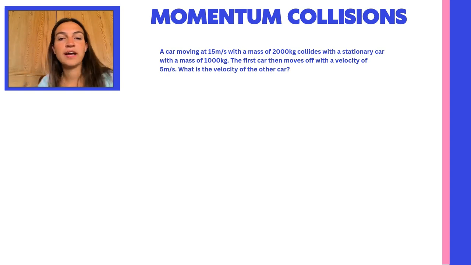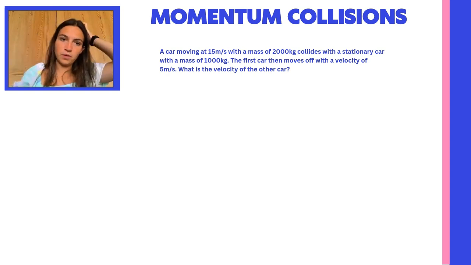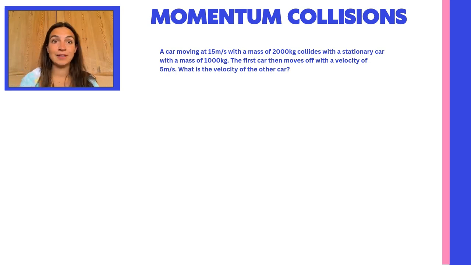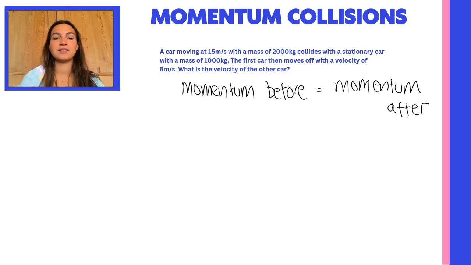Okay, now we're going to look at some collision style examples. We've got a car moving 15 meters per second with a mass of 2,000 kilograms, colliding with a stationary car with a mass of 1,000 kilograms, and the first car then moves off with a velocity of 5 meters per second. What is the velocity of the other car? First and foremost, when we're dealing with collisions and momentum calculations, my momentum before is equal to my momentum after, and I would always recommend writing that statement in your exam first.